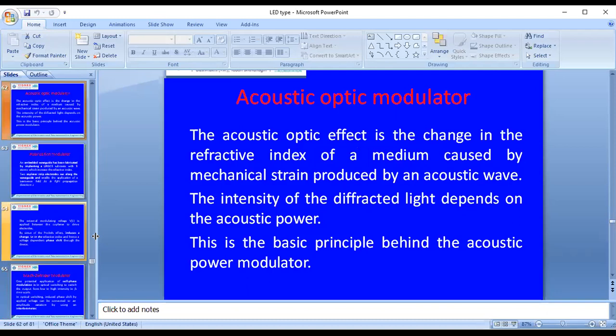While coming to the acousto-optic modulator, the acousto-optic effect is the change in refractive index of the medium, which can be caused by the mechanical strain produced by the acoustic waves. Okay, the intensity of the diffracted light depends on the acoustic power. This is the basic principle behind the acoustic power modulator.